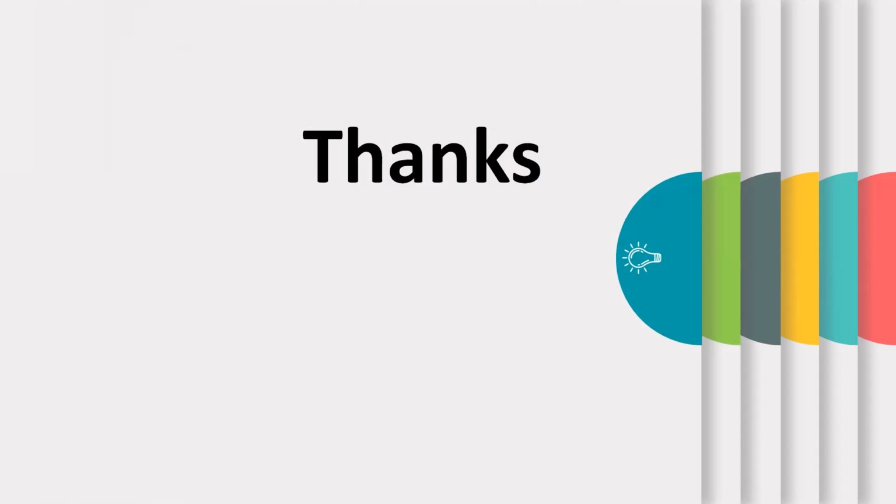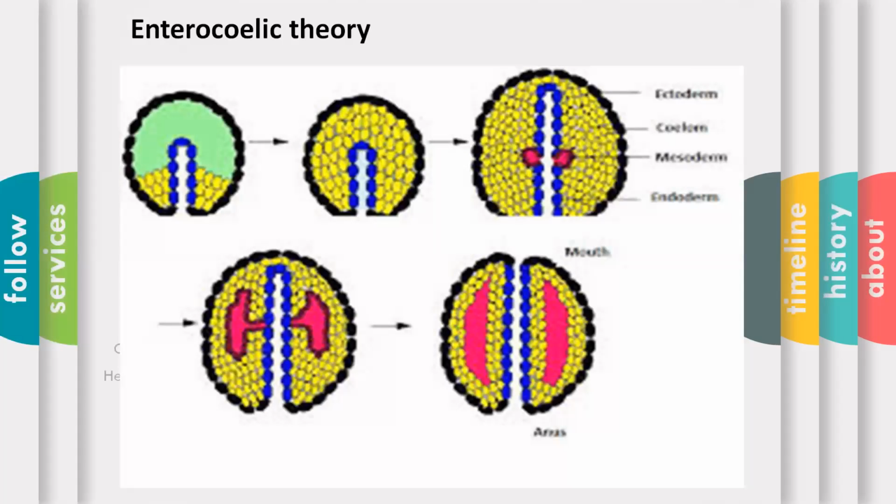So the Enterocoelic hypothesis says that coelom arises by out-pocketing of the archenteron in the initial separation of mesoderm from the endoderm. In simple words, pouches arise from the archenteron, which fuse together to form a coelom, and its examples are Echinodermata, Hemichordata, and Chordata. So these are the theories which are related to formation of coelom.